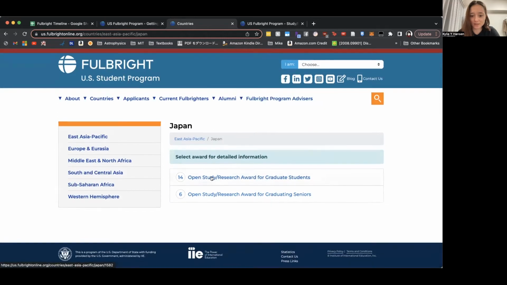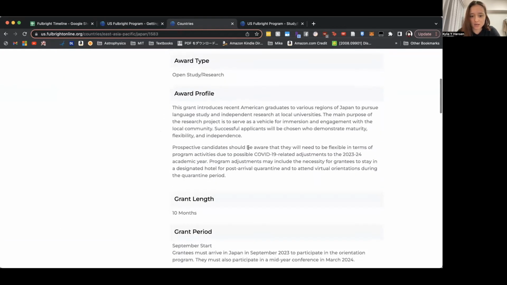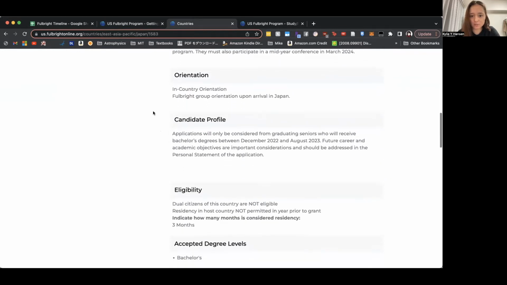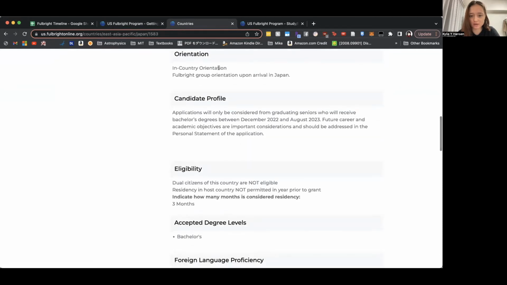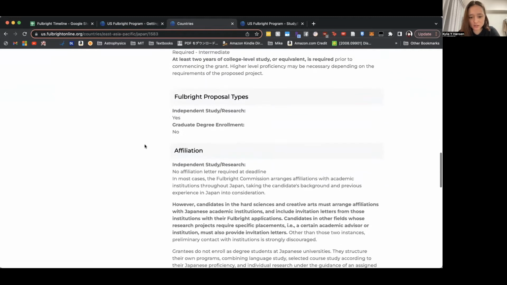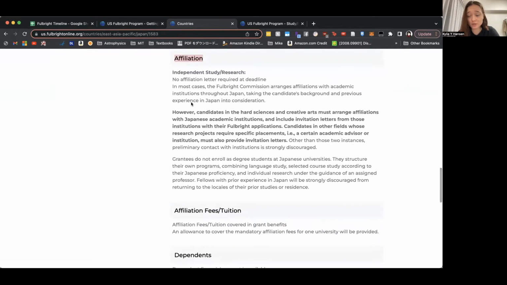Yep. And then I go to this one. This is graduate student. So this one is for graduating seniors. This was mine. So it'll show you a bunch of information about it, you know, the work profile, grant length, grant period, etc., if there's an orientation. But then it'll say down here, affiliation. Yes, if you go to affiliation, it'll tell you if it'll match you with a mentor or not.